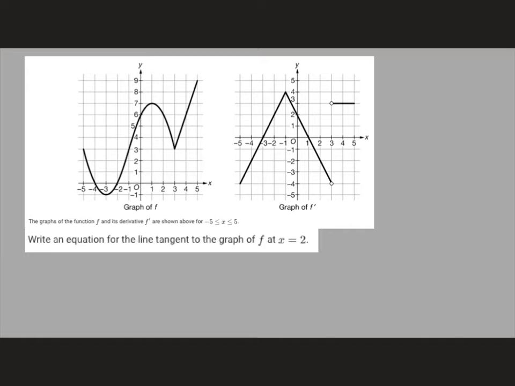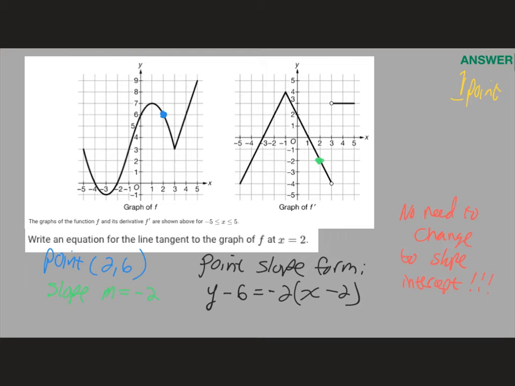Second part of the first question, write an equation for the line tangent to the graph of f at x equals 2. Most people did this correctly, a couple silly mistakes, and a lot of people turn their answer into the wrong form. You can leave it in point slope form, but to answer this question, we need a point. So at x equals 2, we have a y value of 6, and at x equals 2, we have an instantaneous rate of change of -2. So putting those two pieces of information together, point slope form, y minus 6 equals slope -2, x minus 2.